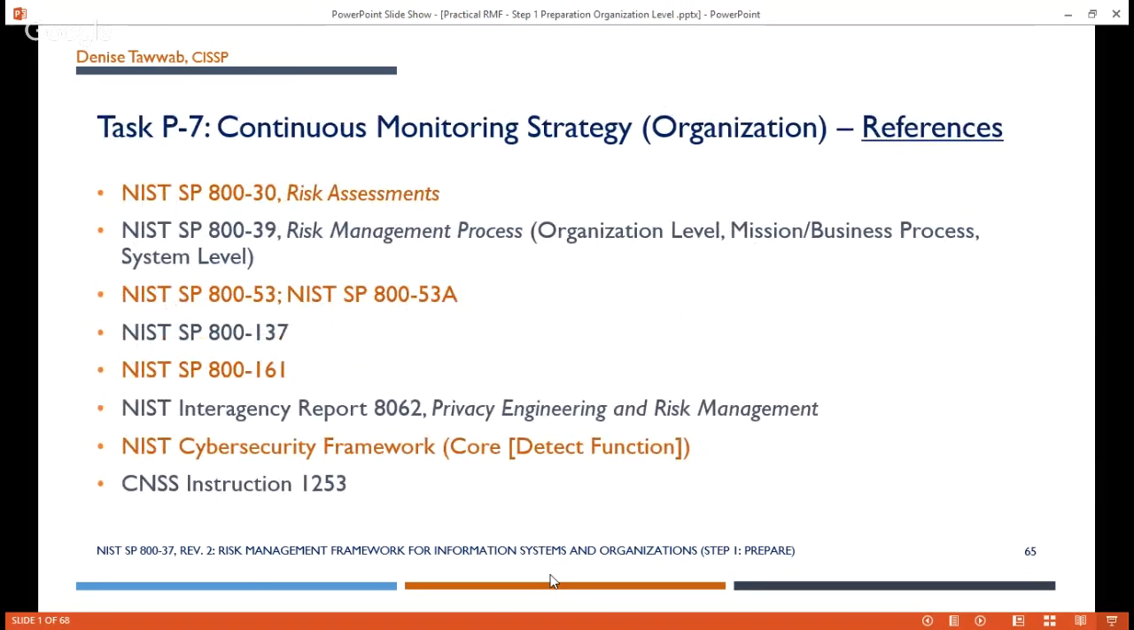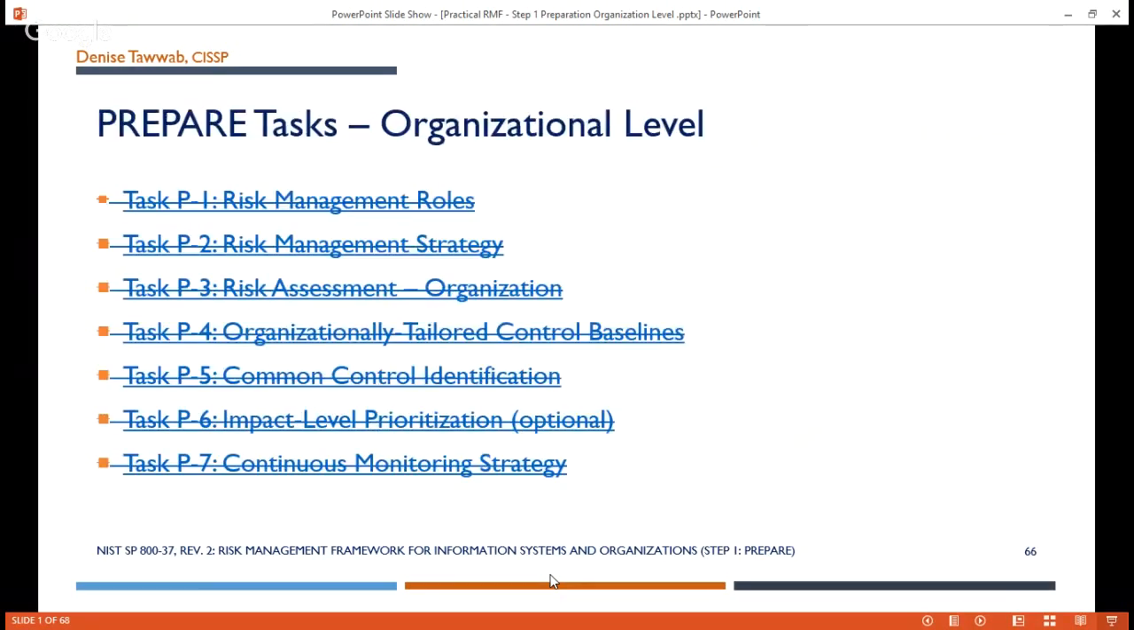When you're developing your continuous monitoring strategy, you want to look at 800-30, 800-39, 800-53, 800-53A, and 800-137, which is all about continuous monitoring strategy. And those are the 7 steps for preparing your organization at the organization level to implement the risk management framework.